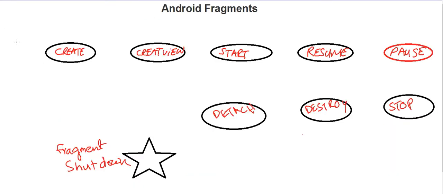So first of all, as in the case of activity, if for example the fragment is launched or added, then this onCreate callback is called. OnCreate is where you initialize your fragment, and everything that you need to store in case the fragment goes to other states.